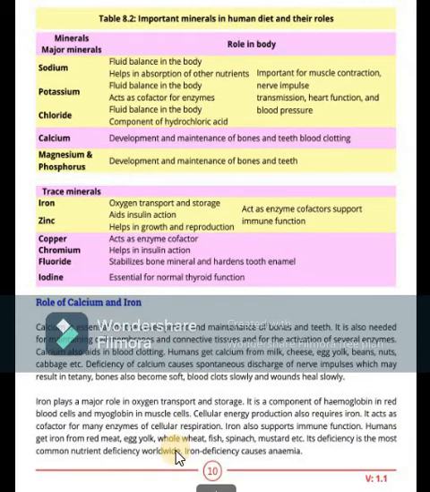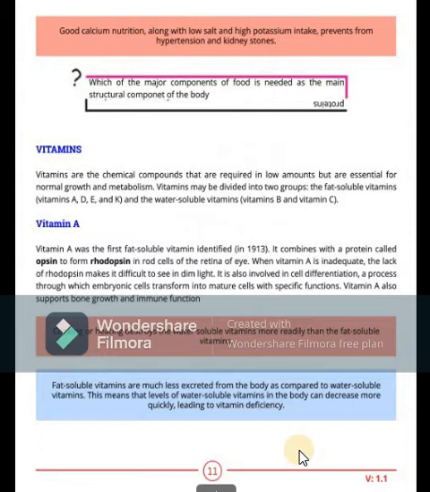So the next one is iron. Iron plays an important role in oxygen transport and storage. It is a component of hemoglobin in red blood cells and myoglobin in the muscle cells. Cellular energy production also requires iron. It acts as a cofactor for enzymes. We can take it from wheat, fish, egg yolk, spinach, and its deficiency causes many diseases.